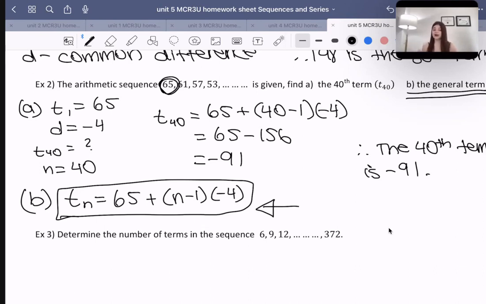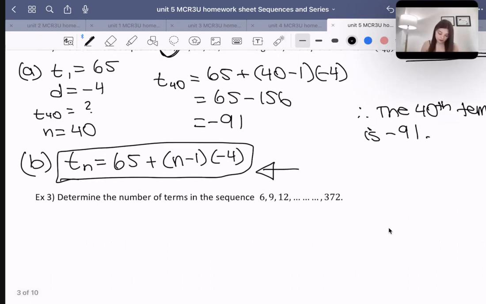So if you're ever asked to write the general term, it's the same formula we use to find a specific term, except because it's the general term and they're not specifying which term, we can leave n in because n is what we don't know exactly. Okay, very good. All right, this next one's a little bit trickier.